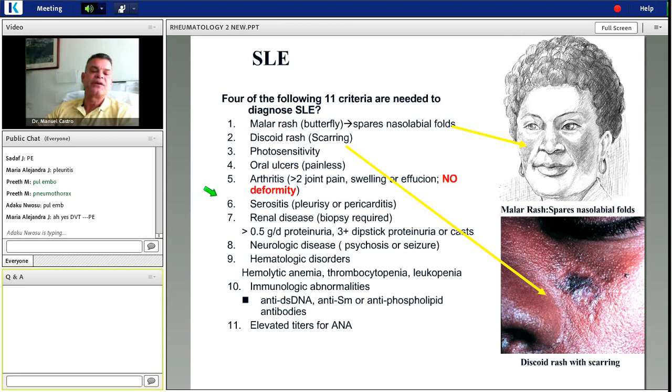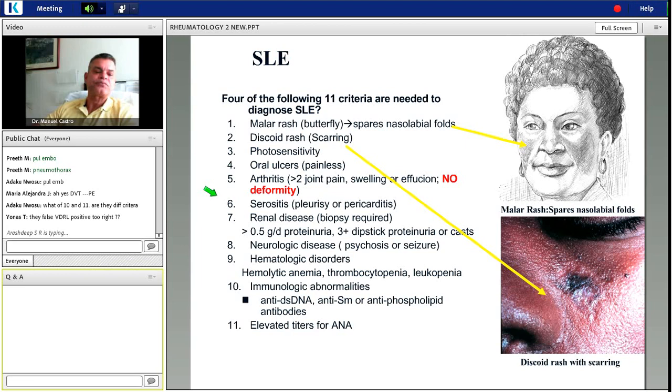Very important to keep in mind that the arthritis is non-deforming, and that you treat serositis, which is basically pleuritis and pericarditis, with steroid. The renal disease, you treat it with steroid, and then you do a biopsy. You also treat neurological disease, which is basically psychosis and seizure, with steroids as well. And the hematologic abnormalities, for example hemolytic anemia, immune thrombocytopenia, leukopenia, steroids work most of the time in those patients. Remember, it is immune complex related, and what you want to do is give the steroids to decrease a little bit of the immunity so that the immune complex does not get produced.